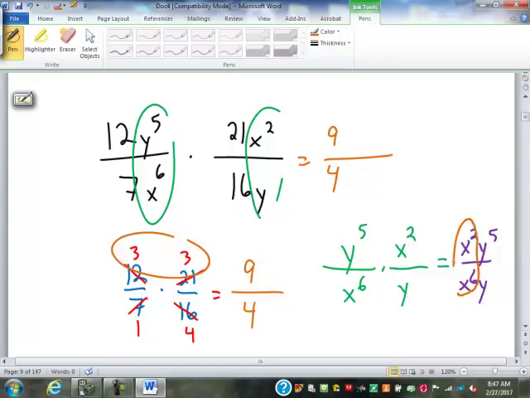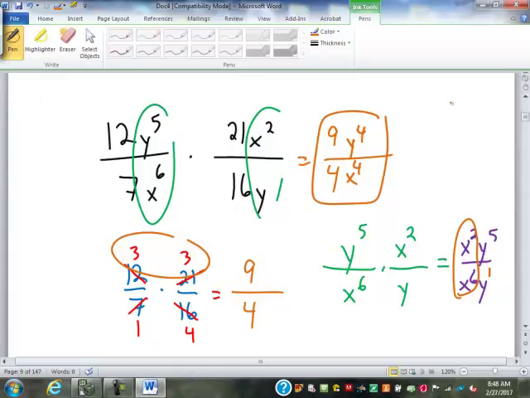So x ends up where? Bottom, power of 4. 6 minus 2 is 4. Y ends up on top, power of 4. Good. 5 minus 1 is 4. That is as far as we can go.